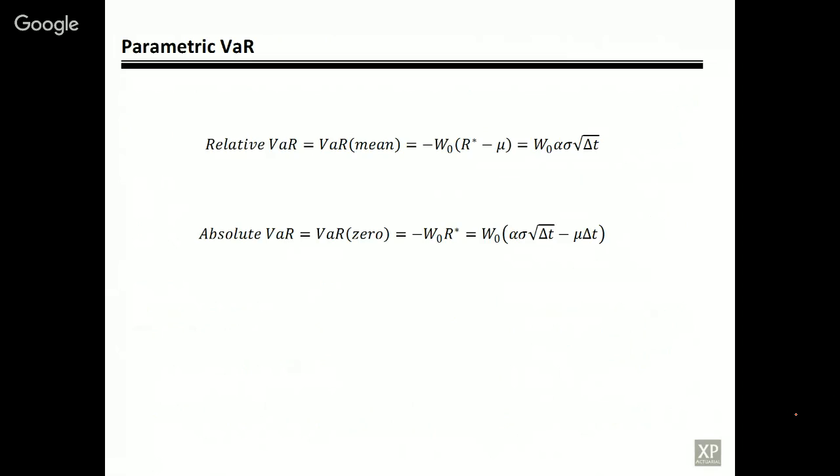Parametric VAR: we can then define relative and absolute VAR with a parametric distribution. The relative VAR would be W0 multiplied by alpha sigma root T. Again, here we're measuring from the mean, and the absolute VAR where we're measuring from 0. So it's equal to W0 multiplied by alpha sigma root T minus mu times T.